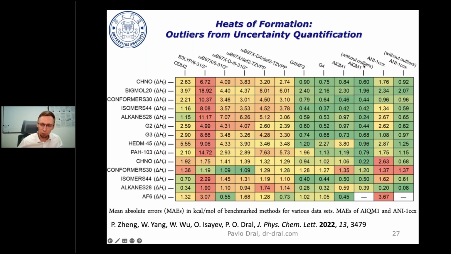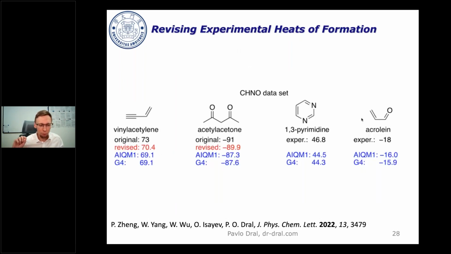And if they are not very confident, if you exclude them from statistics, then mean absolute errors for different data sets actually go to below 1 kcal per mole for many data sets, which basically reaches chemical accuracy. So it's a great achievement, but it's also interesting to look at the calculations which machine learning is confident about. And for these calculations, we can compare to some other high-level quantum mechanical calculations without any machine learning.